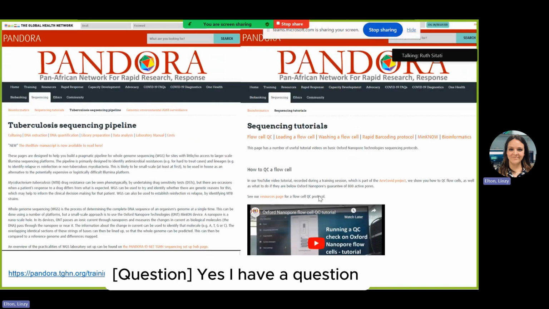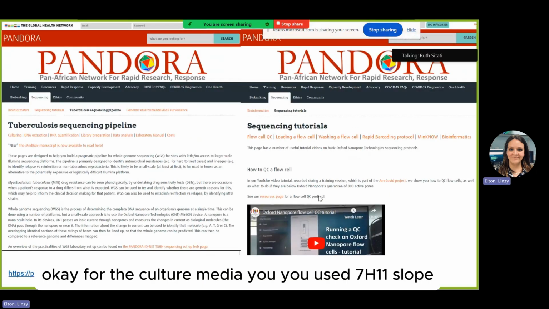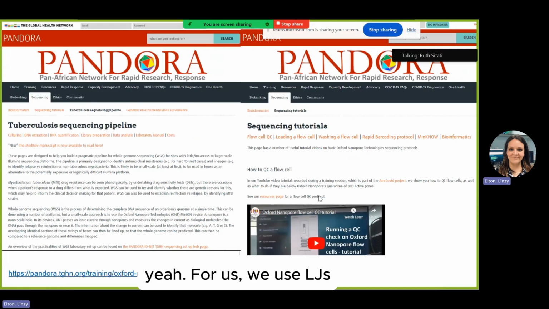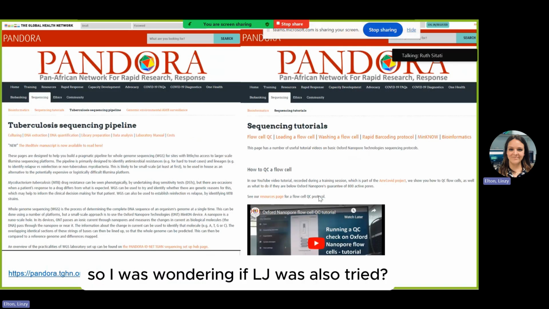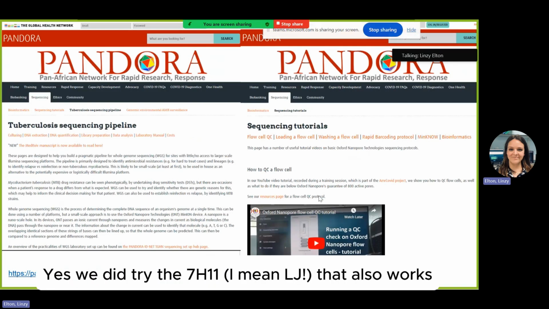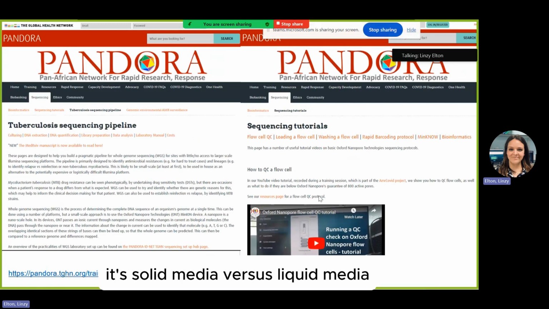Yes, I have a question. Sure. Okay, for the culture media, you use 7H11 slope. For us, we literally use LJ. So I was wondering if LJ was also tried. Yeah, we did try the 7H11. That also works. It's very much solid media versus liquid media more than anything else.